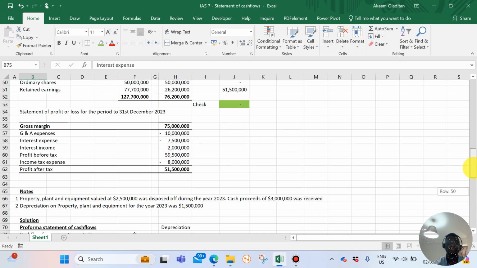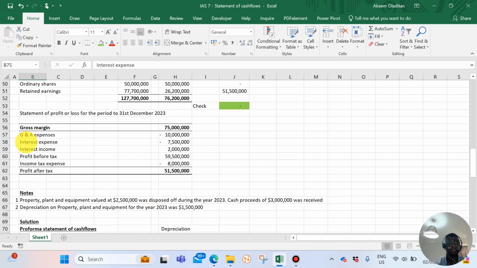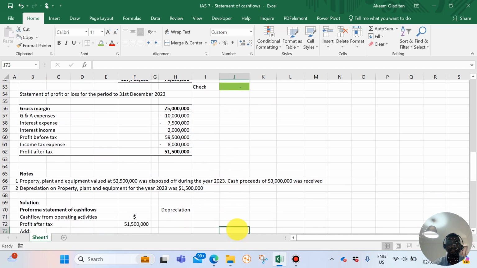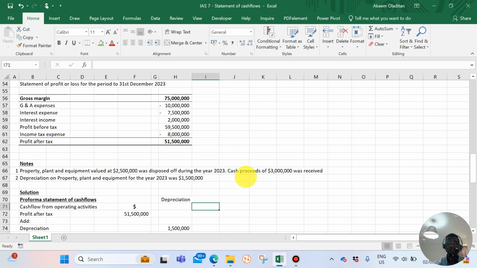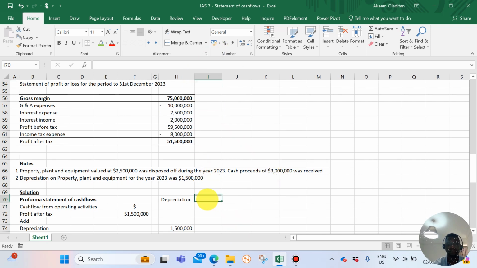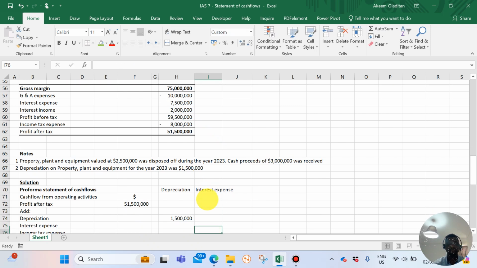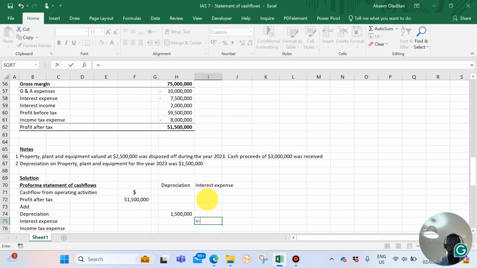Is there anything like interest expense in the question? Yes, there's interest expense here. If you see it very well, you see that interest expense is $7,500,000. So interest expense, like I did for depreciation, I'm going to do another column. Interest expense. So interest expense, I'm adding back 7,500,000.